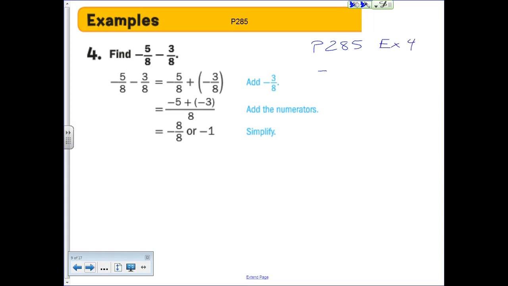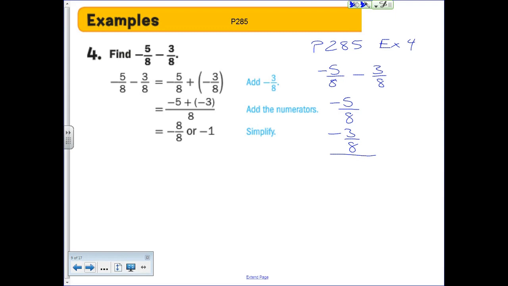Says -5/8 minus 3/8. And again, I would like you to rewrite this vertically. -5/8, -3/8. When you take a look at those numbers, do they have same signs or different signs?